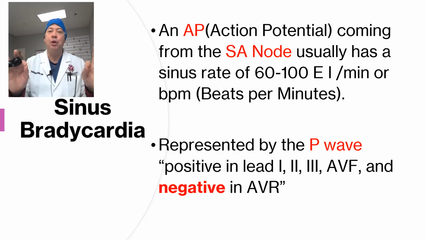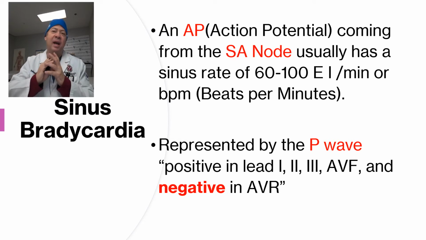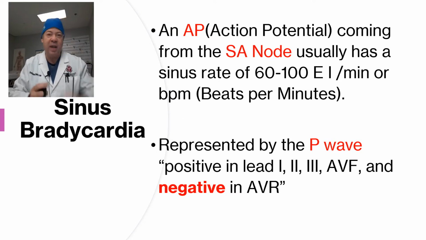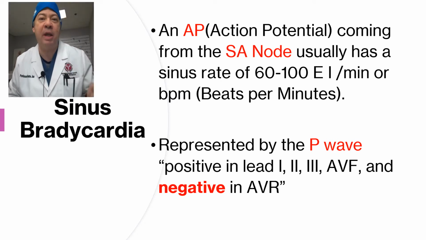When we talk about sinus, we refer to the SA node, sinus atrial node. As you know, the SA node is the natural pacemaker of the heart because it sends between 60 to 100 electrical impulses per minute. Every time I do this, it's like an electrical impulse, but we're not gonna call it electrical impulse. We're gonna call it action potential. So once again, action potential, electrical impulse. This means action potential, electrical impulse.